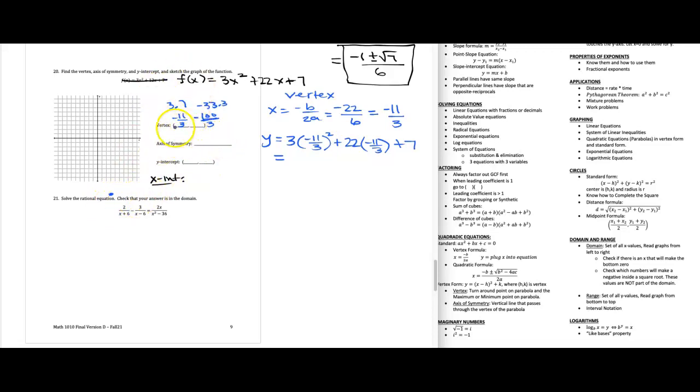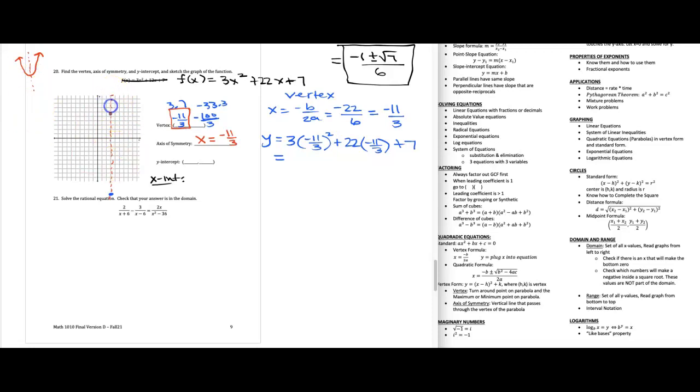Now my axis of symmetry always lines up with my x coordinate, and I need to write it as an equation. So I write it as x equals negative 11 over 3. That is this vertical line that goes through here, because parabolas are symmetric. They're U-shaped, and there's always a line of symmetry that goes down the middle of them.